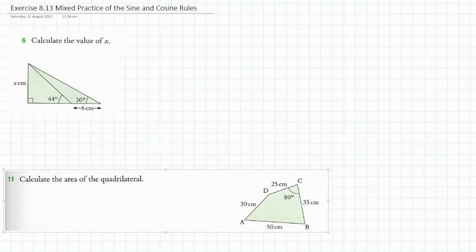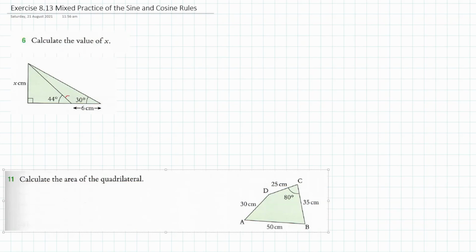Welcome IGCSE students. Today we're going to look at some mixed practice of sine and cosine rules, a few word problems. The first one actually is one that you've got for your set work today, so if you're watching this video that'll be helpful to you, I'm sure. We've got to calculate the value of x. So let's start by looking at what we do know.